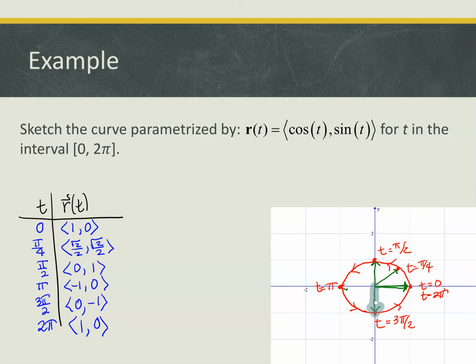I'll go ahead and remove our position vectors so that we can see our circle. And there we have the sketch. I hope you find this helpful.